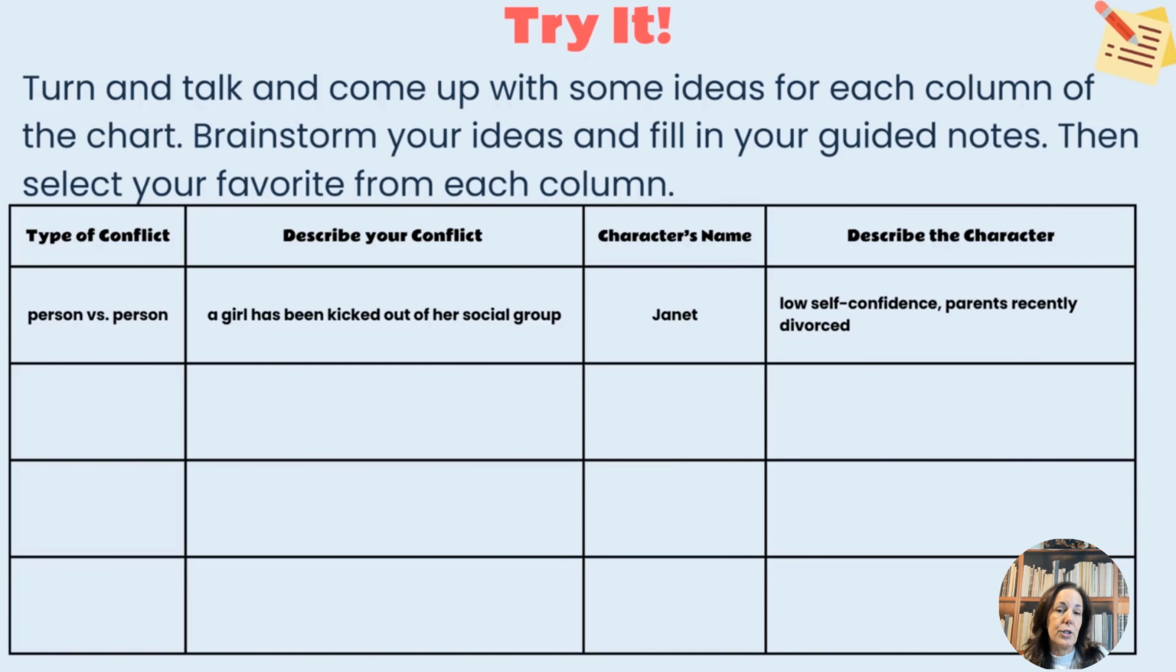So now you're going to try it. Turn and talk and come up with some ideas for each column of the chart. Brainstorm your ideas and fill in your guided notes. Then select your favorite from each column. So you're going to decide on a type of conflict, describe it, a character's name, and a short description of the character. So pause my video and turn and talk.